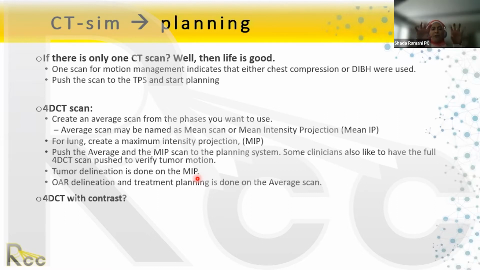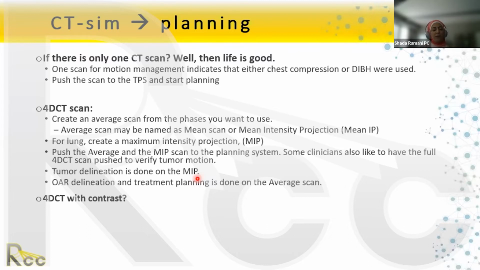So it goes without saying that both scans, the average and MIP, are of course registered within your planning system. And if they're created from the same data set, they should already come registered, because it's the same coordinate system, the same DICOM header, the same everything. So they should automatically be registered within your planning system. If not, just verify that they are well registered. So you have the tumor delineated on the MIP, or on 50%.